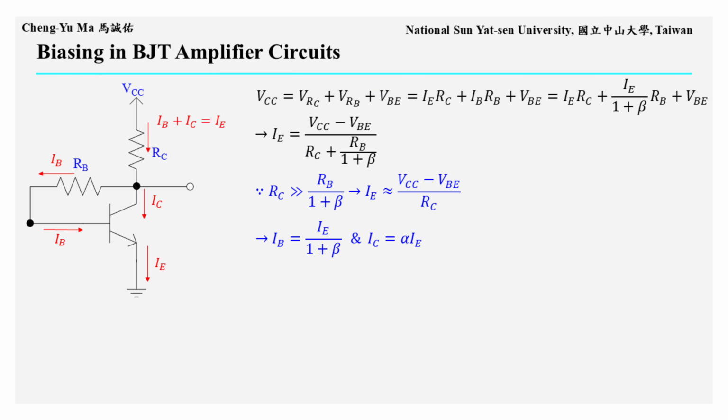Under typical conditions, RC is much larger than RB over (1 plus beta). Therefore, IE can be approximated as (VCC minus VBE) divided by RC. Then IB equals IE over (1 plus beta), and IC is approximately equal to IE. In this way, the three terminal currents of the BJT are obtained. Next, we calculate the collector voltage VC. It is VCC minus IE times RC. Since the emitter voltage VE is grounded at 0 volts, the base voltage VB is approximately 0.7 volts, because VBE is approximately 0.7 volts according to the constant voltage drop model.